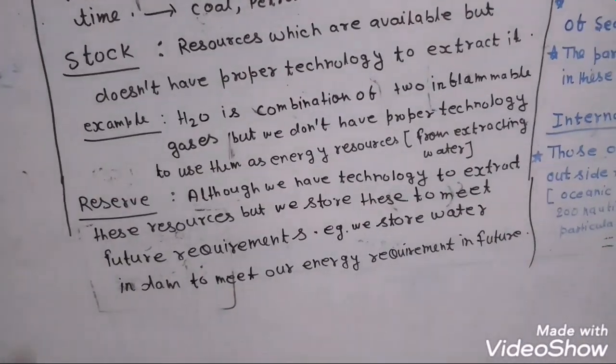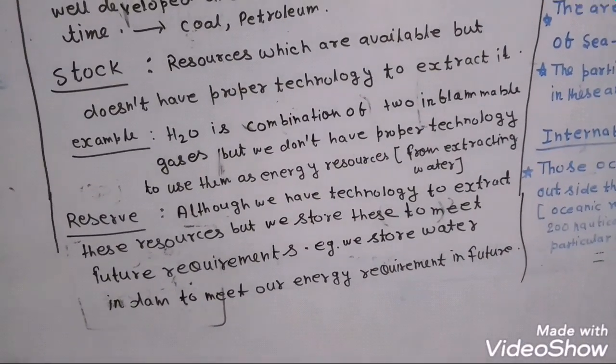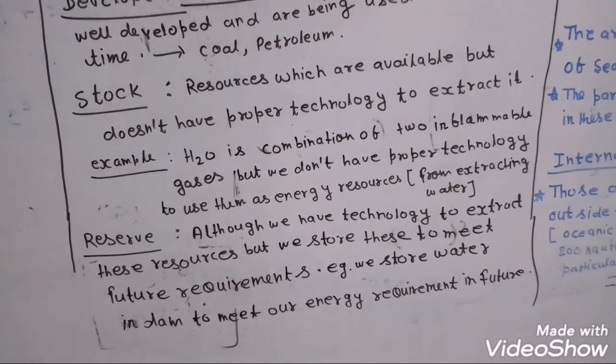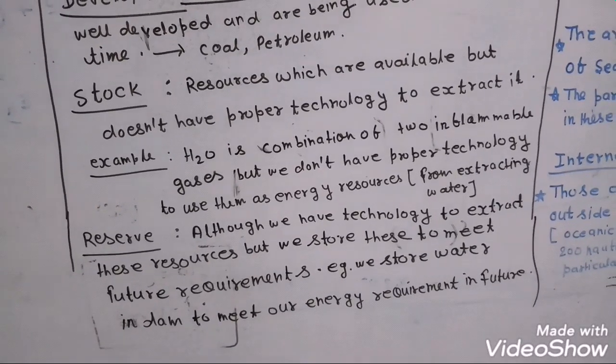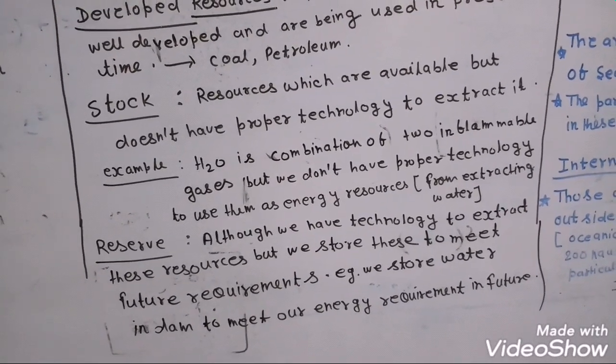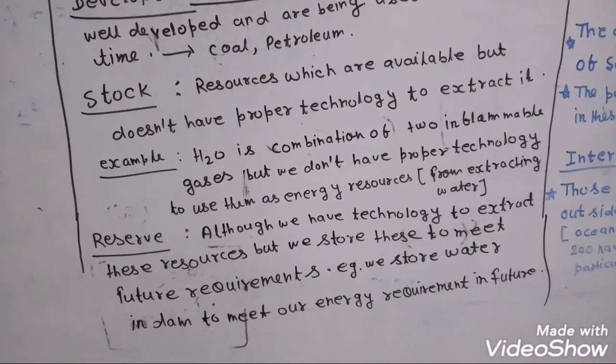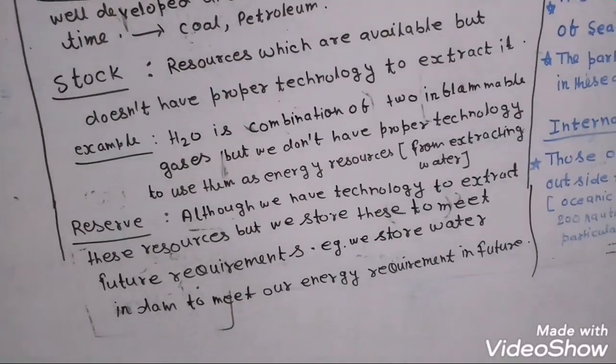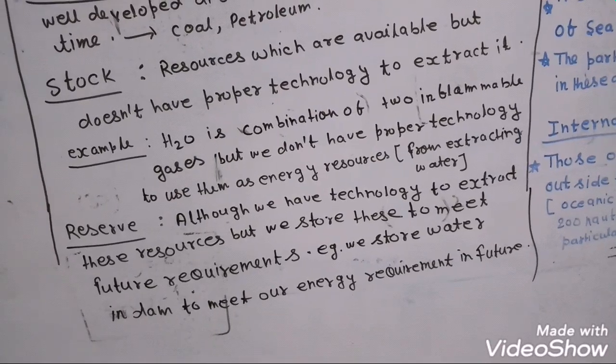Reserve. We have the technology to extract the resources, but we store these to meet future requirements, and these are called reserve. Example, we store water in dams to meet our energy requirement in future.